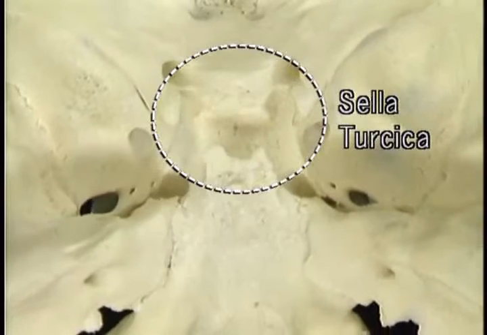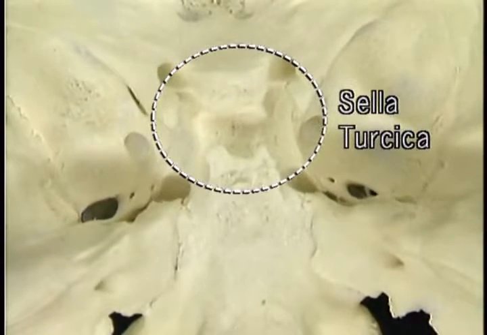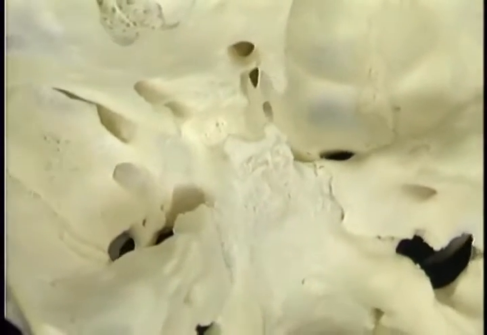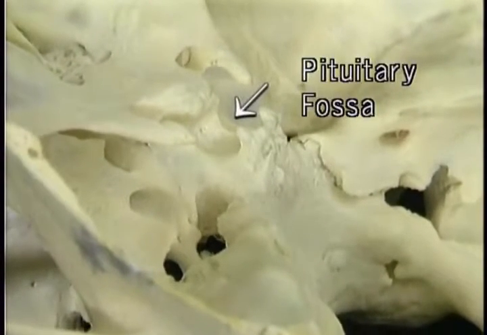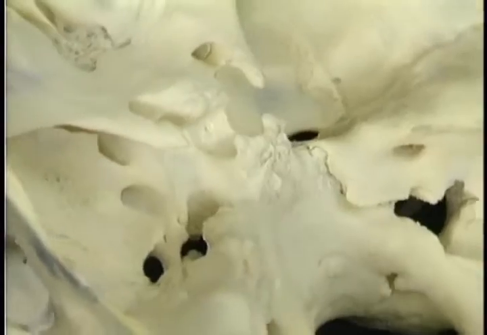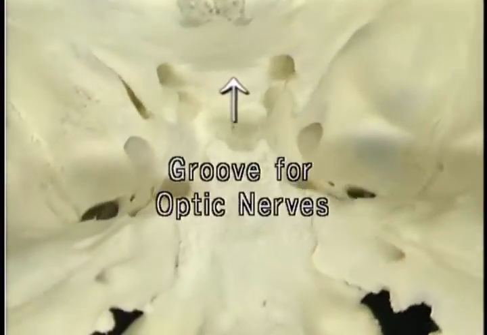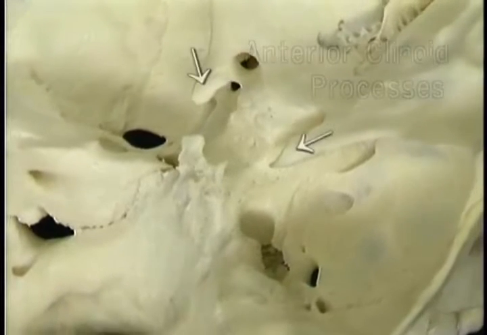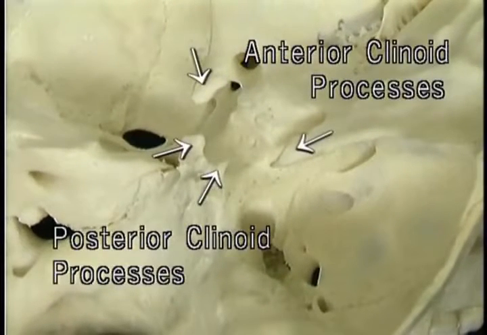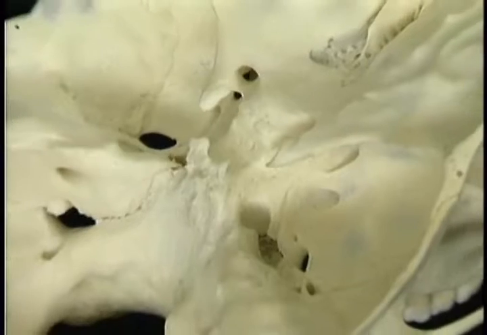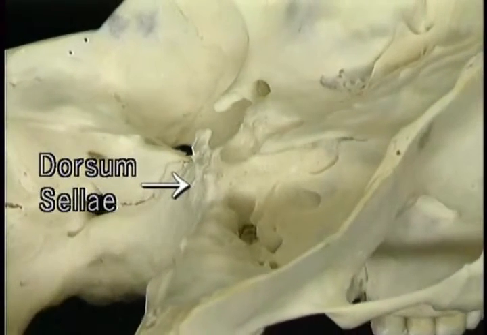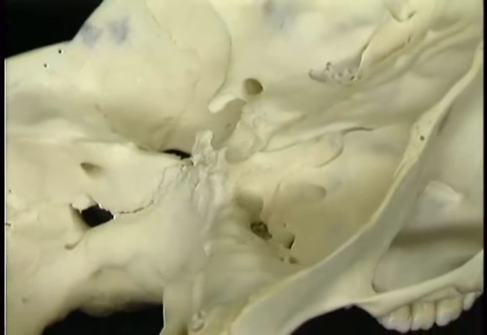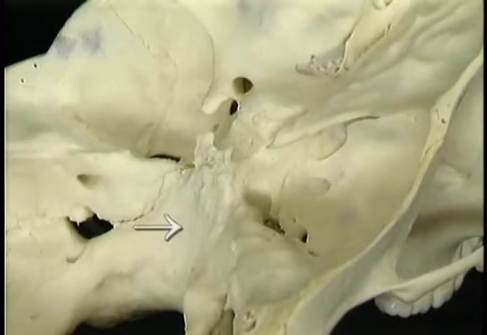This complicated raised area in the middle is called the sella turcica. The main features of the sella turcica are this deep depression, the pituitary fossa for the pituitary gland, this shallow groove for the two optic nerves, and these four projections, the anterior and posterior clinoid processes. This sloping surface behind the posterior clinoid processes, the dorsum sellae, is continuous with the base of the occiput.